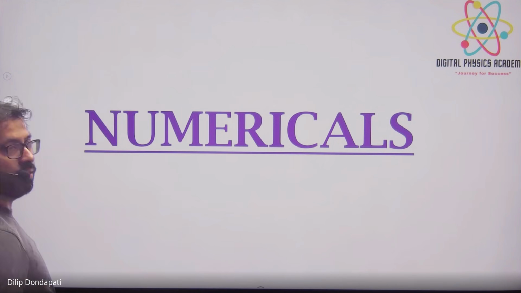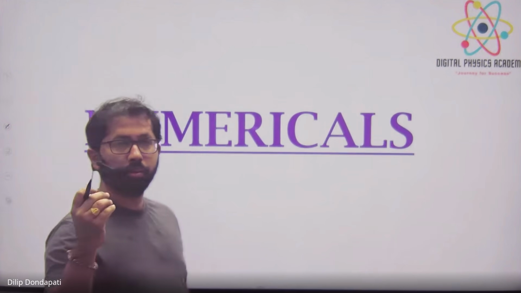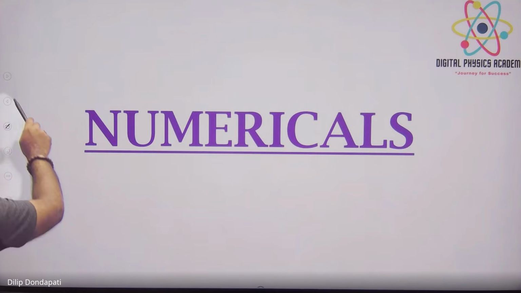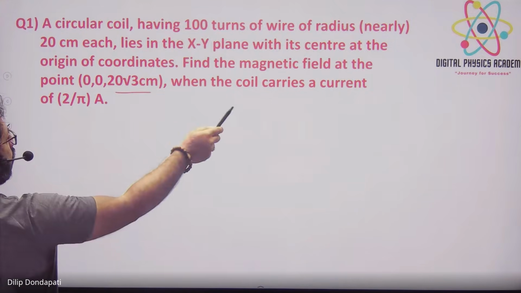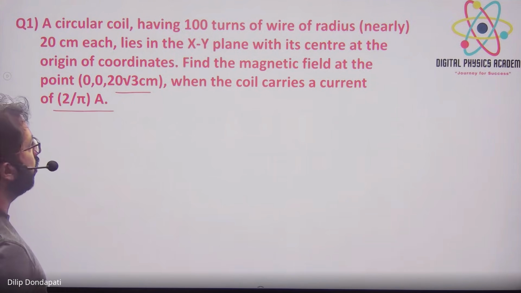चलो, so axis का we are doing numericals, थोड़ा लेंदी रहेगा, but understand questions and all. A circular coil having 100 turns of wire of radius this much lies in xy plane with the center at the origin of the coordinates. Find the magnetic field at this point when the coil carries a current of this much. So what is saying?